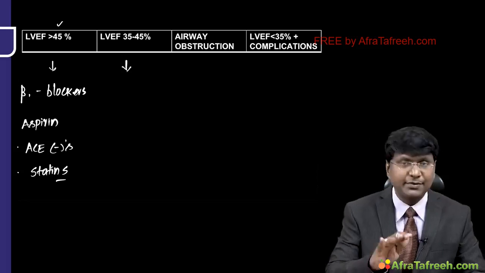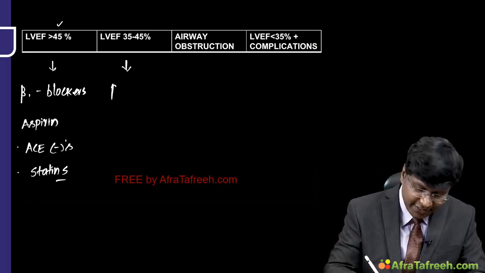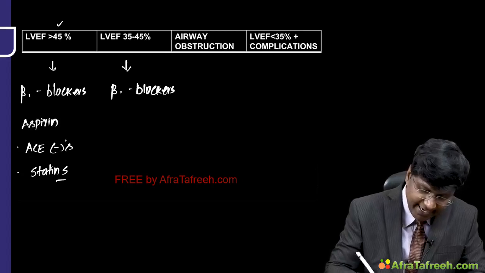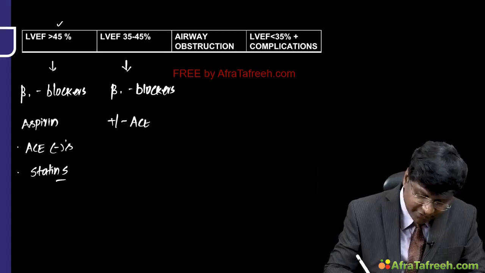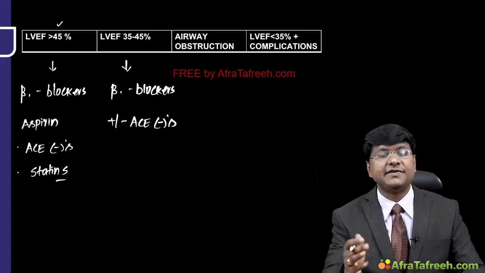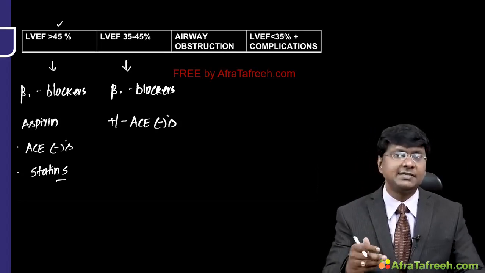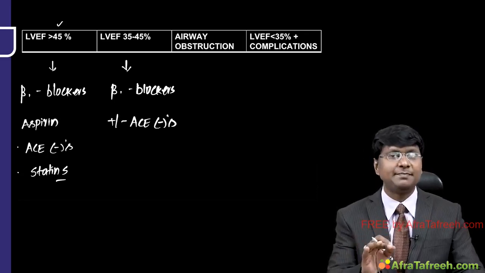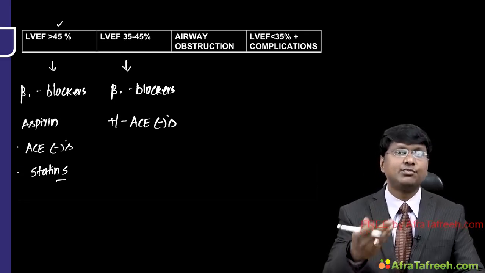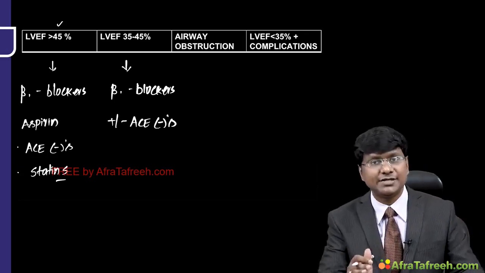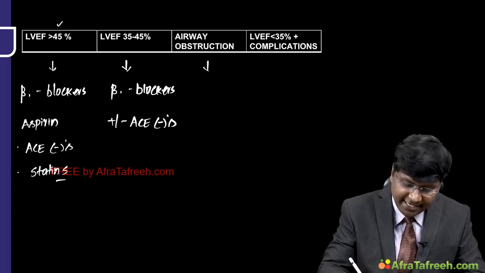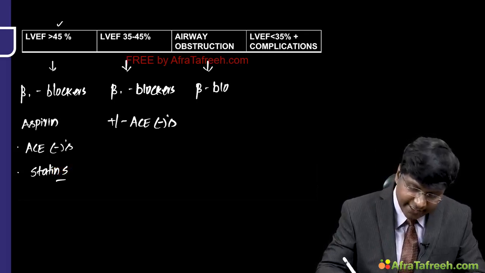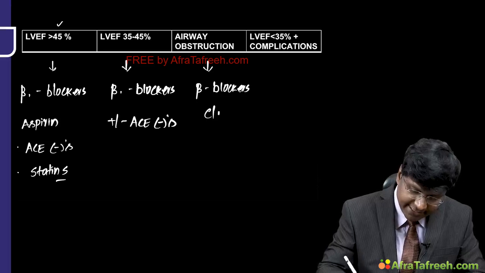And if the ejection fraction is between 35 to 45%, then you have to give selective beta blockers, right? With or without supplementation of ACE inhibitors, because in those individuals with ejection fraction between 35 to 45%, there is a high chance that the blood pressure will be on the lower side. So for ACE inhibitors, you have to check whether the blood pressure is adequate or not. If the blood pressure is more than 90, then you can give ACE inhibitors, or angiotensin receptor blockers. And if there is airway obstruction, please remember that beta blockers are contraindicated.